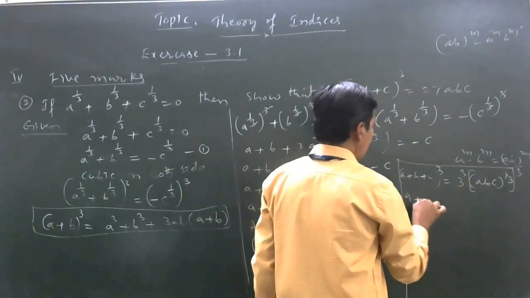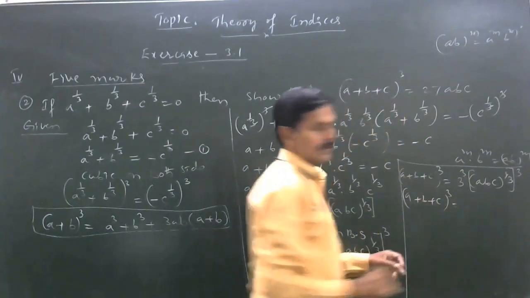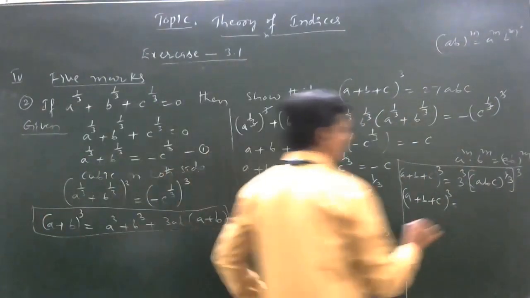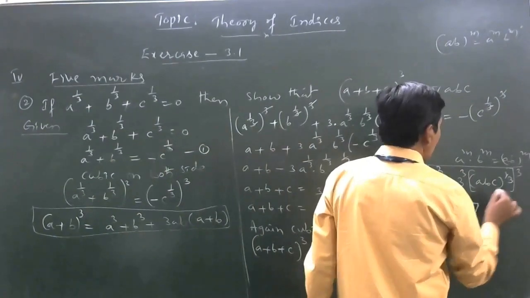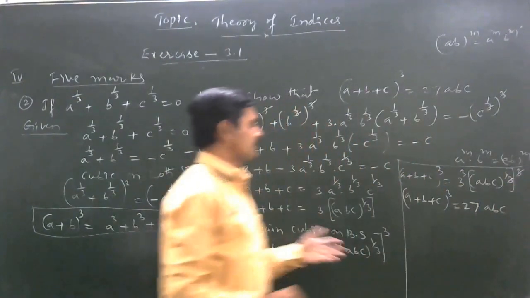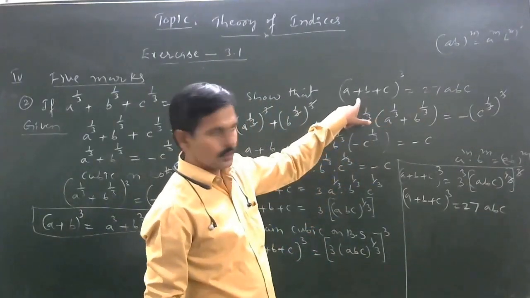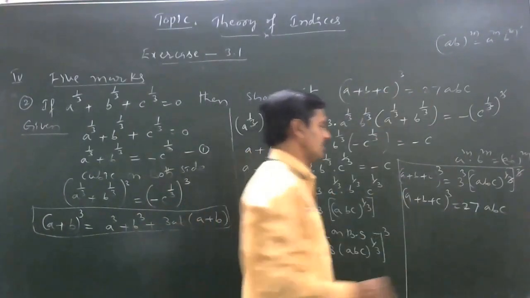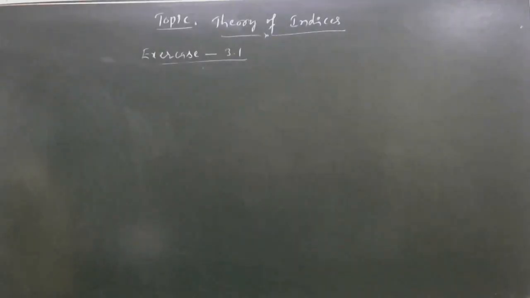Here a plus b plus c whole cube. Here 3 cube, 3 is multiplied 3 times: 3 into 3 into 3 is 27. Next the 3's get cancelled, it is abc. Here a plus b plus c whole cube is equal to 27 into abc. It is to show that a plus b plus c whole cube equals 27 into abc. Next, the second one is completed.